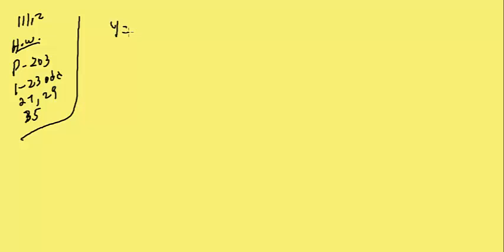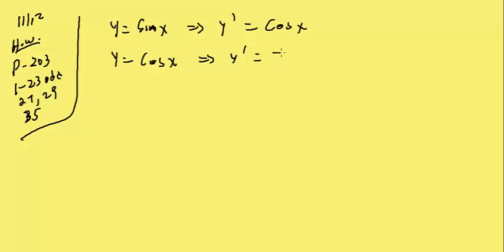So if y is equal to, let's start with the sine, y is equal to sine of x. Okay, we're going to do this without proving it. Then y prime is going to be cosine of x. And then if y is equal to cosine of x, then y prime is negative sine of x. Every time you take a derivative of a co-function, you always want to get a negative for the answer.